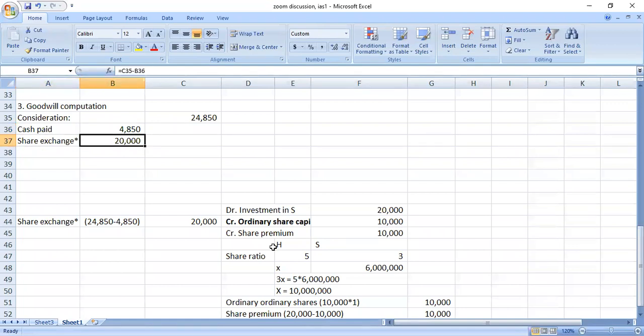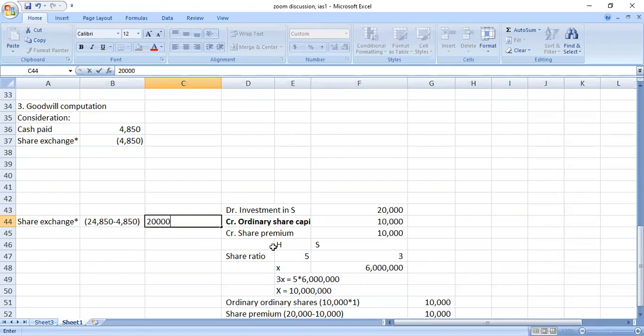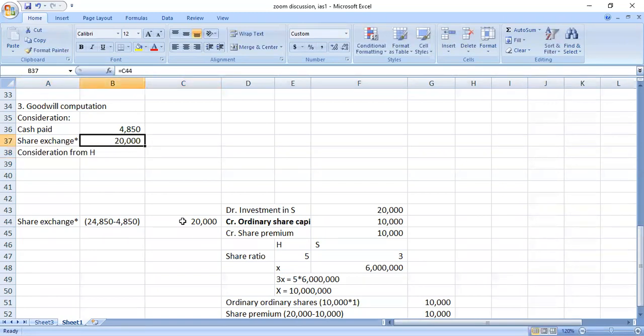The problem is that this 20,000 here wasn't recorded. That's where I think I'll just do some more work. Otherwise, if it was recorded, we'll just come here and say, okay, this consideration put here, yes, but it's not important. It's coming from this working of 20,000. Then you should have a total consideration for the parent. Consideration from H, the parent, would be the 24.